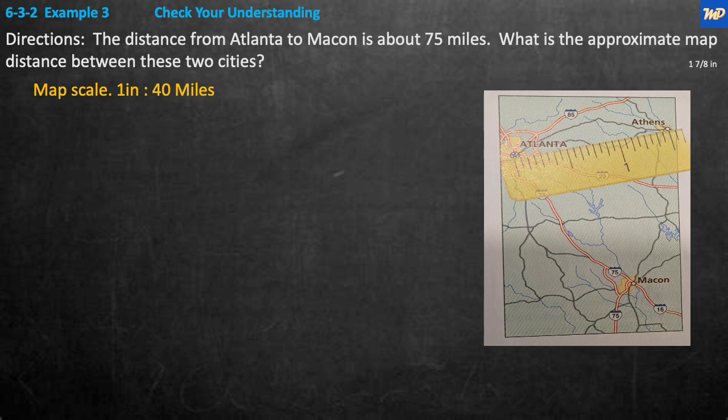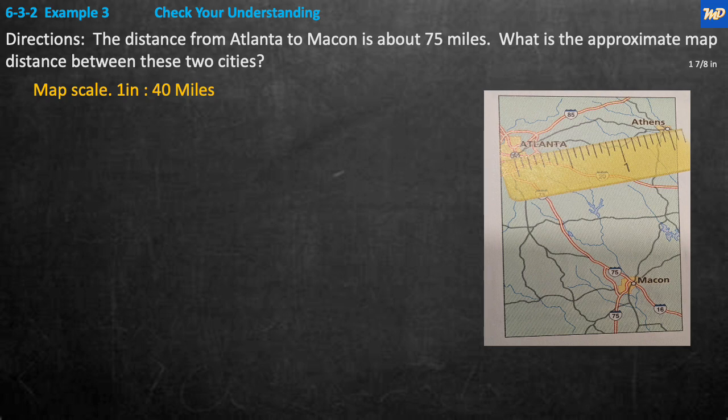Okay, example 3. Check your understanding. Okay, it's your turn. The distance from Atlanta to Macon is about 75 miles. What's the approximate map distance between the two cities? Now they want to know the inches. Okay, so we know what the relationships are.